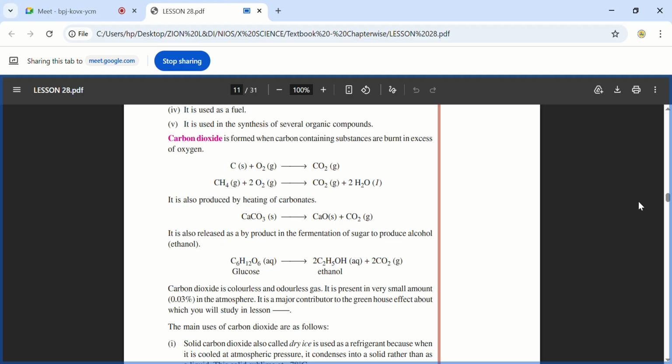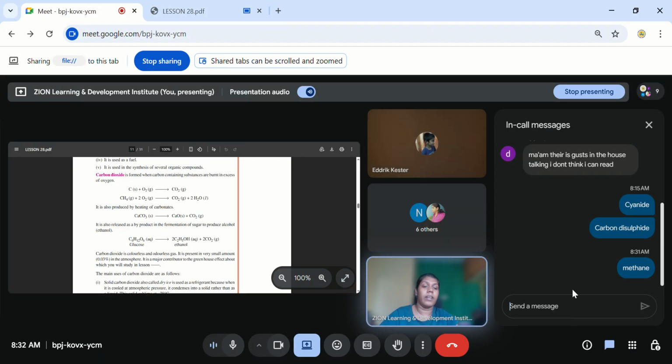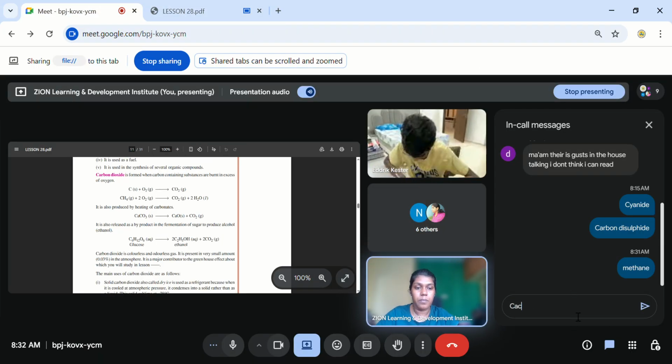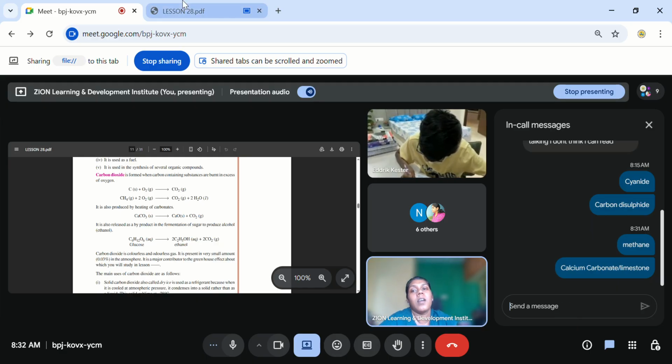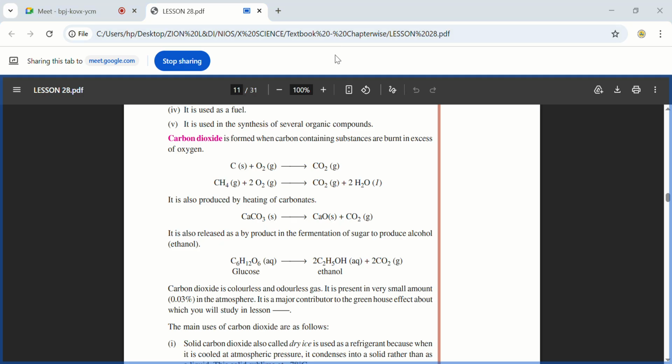Okay, and then they are taking the calcium carbonate. CaCO3 is called calcium carbonate. Write it down: calcium carbonate, or it's also called limestone. The chemical name is calcium carbonate. The commercial name is limestone. Okay, so it gives calcium oxide, CaO, plus CO2.